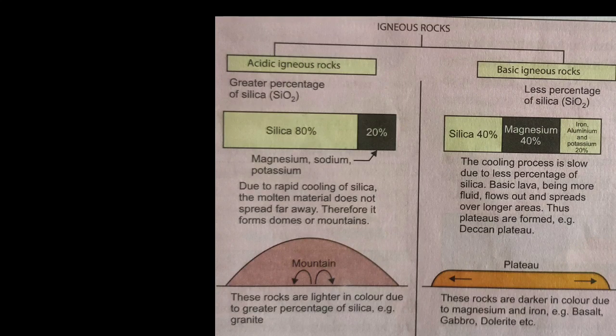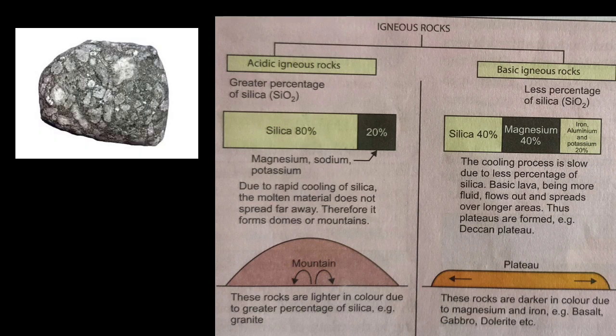Now in the case of acidic igneous rock, these rocks are lighter in color due to the greater percentage of silica. Granite is an example of acidic igneous rock. Whereas basic igneous rocks are darker in color due to the presence of magnesium and iron. Examples of basic igneous rock can be basalt, gabbro, and dolerite. These are some of the examples of basic igneous rock. So very clear, acidic igneous rock and basic igneous rock is the classification based on chemical composition.